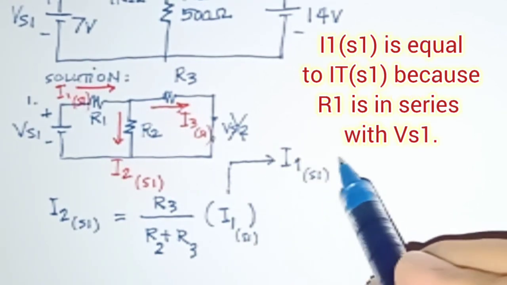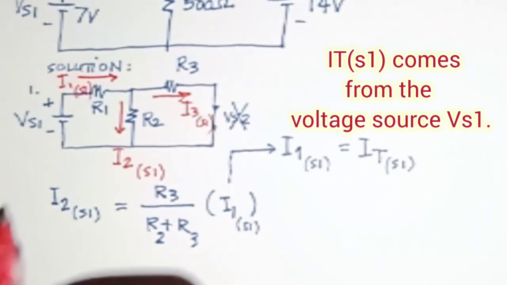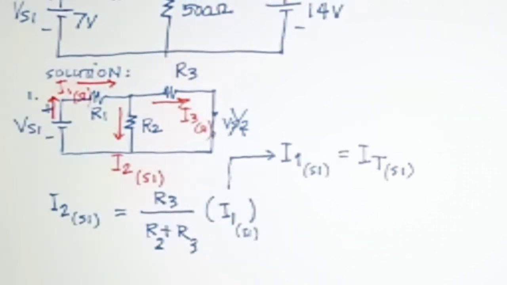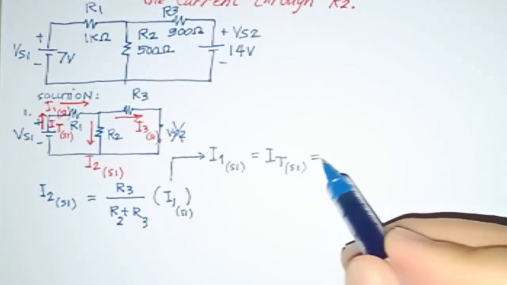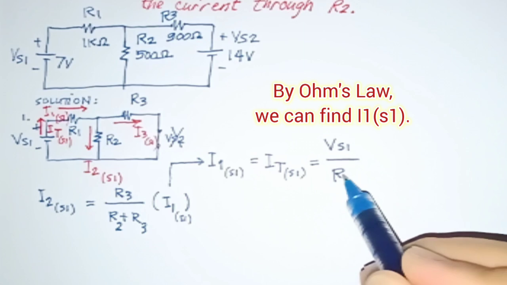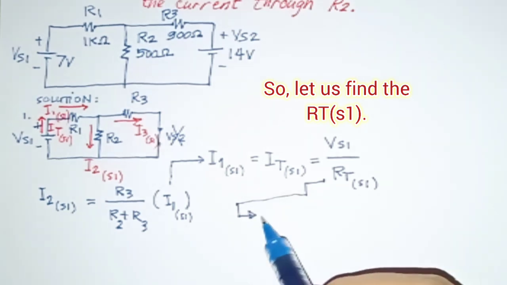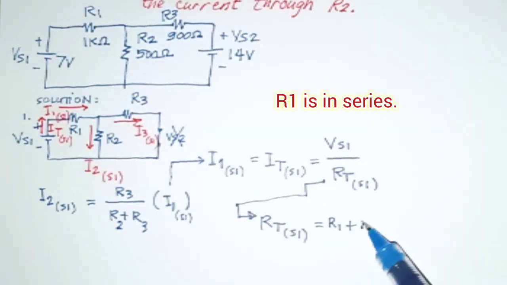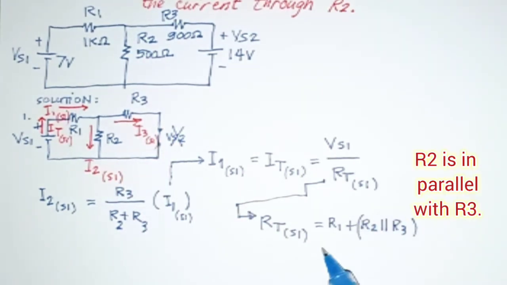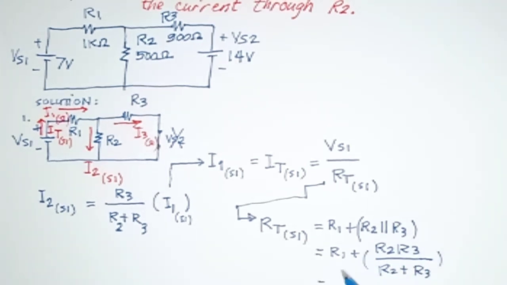Now we need to find I1S1, and we can do that by equating it with the I total S1, and we can apply Ohm's law to calculate for the current total, which is also the I1S1. Now what's the formula for Ohm's law of I total? It's equal to Vs over RT, but since we are using source 1, we have to put with respect to S1. But we don't know RT, therefore the very first thing that we have to do is to calculate the R total, which is the series of R1 with the parallel of R2 and R3. So we have to multiply R2 R3 over R2 plus R3 and add it to the R1.